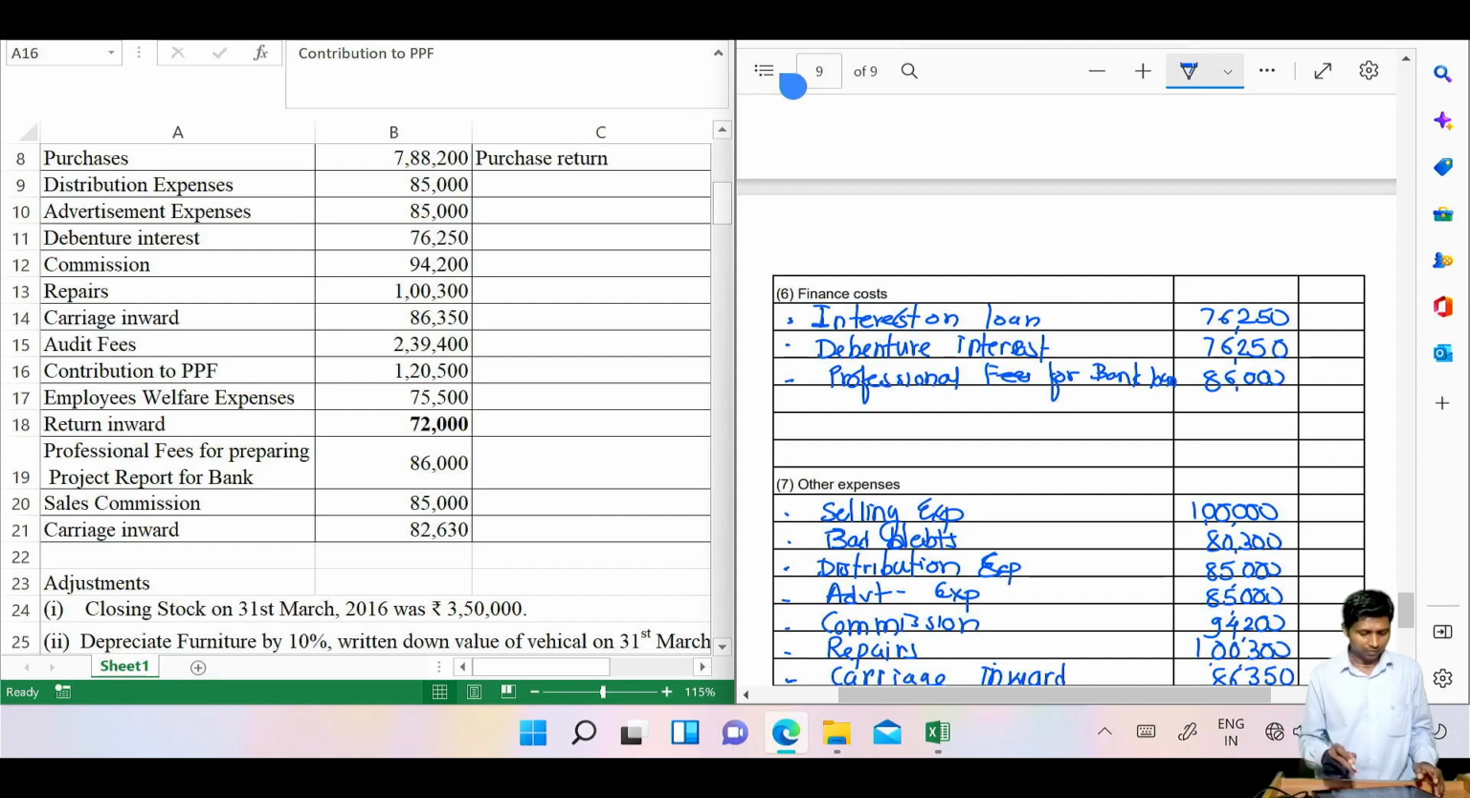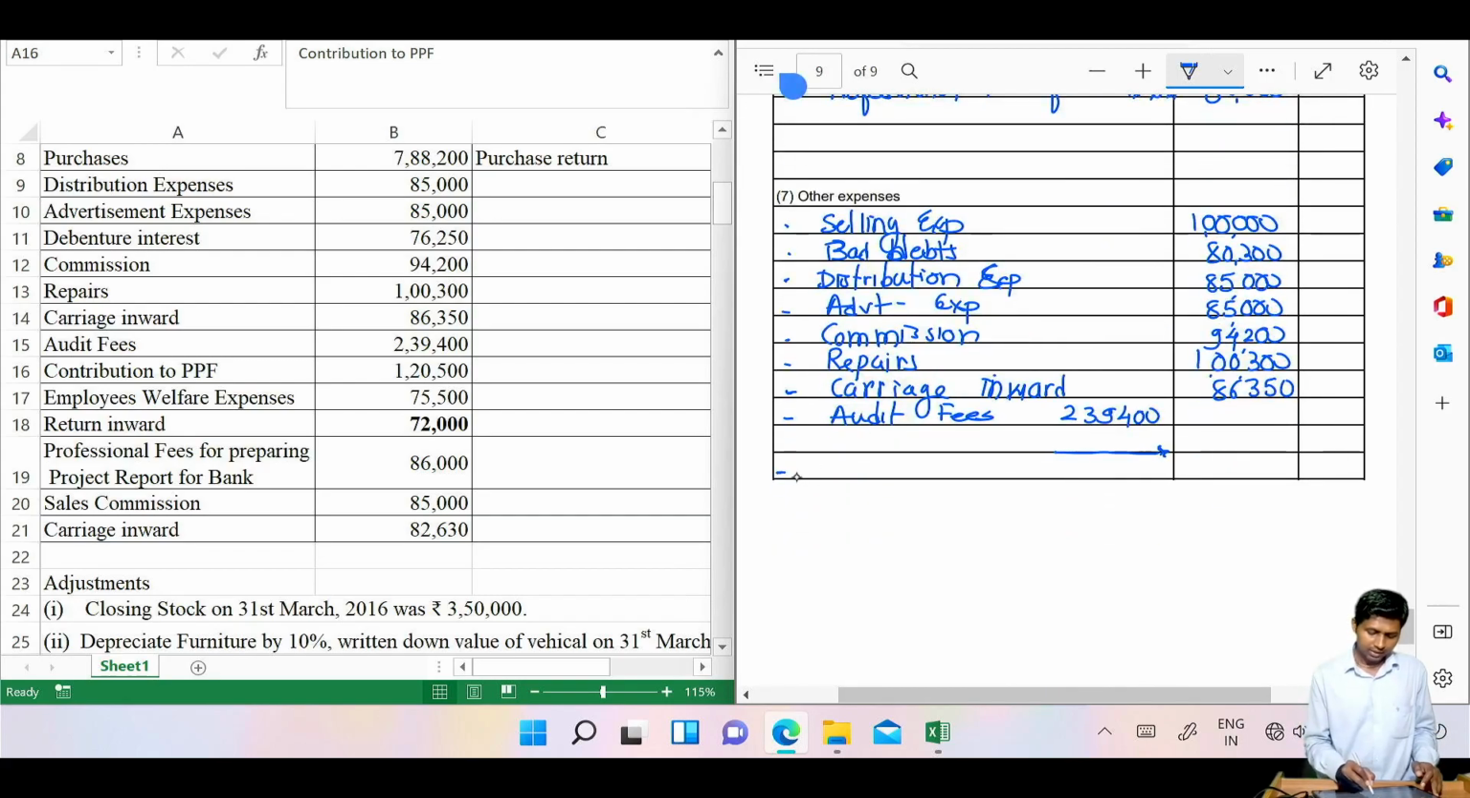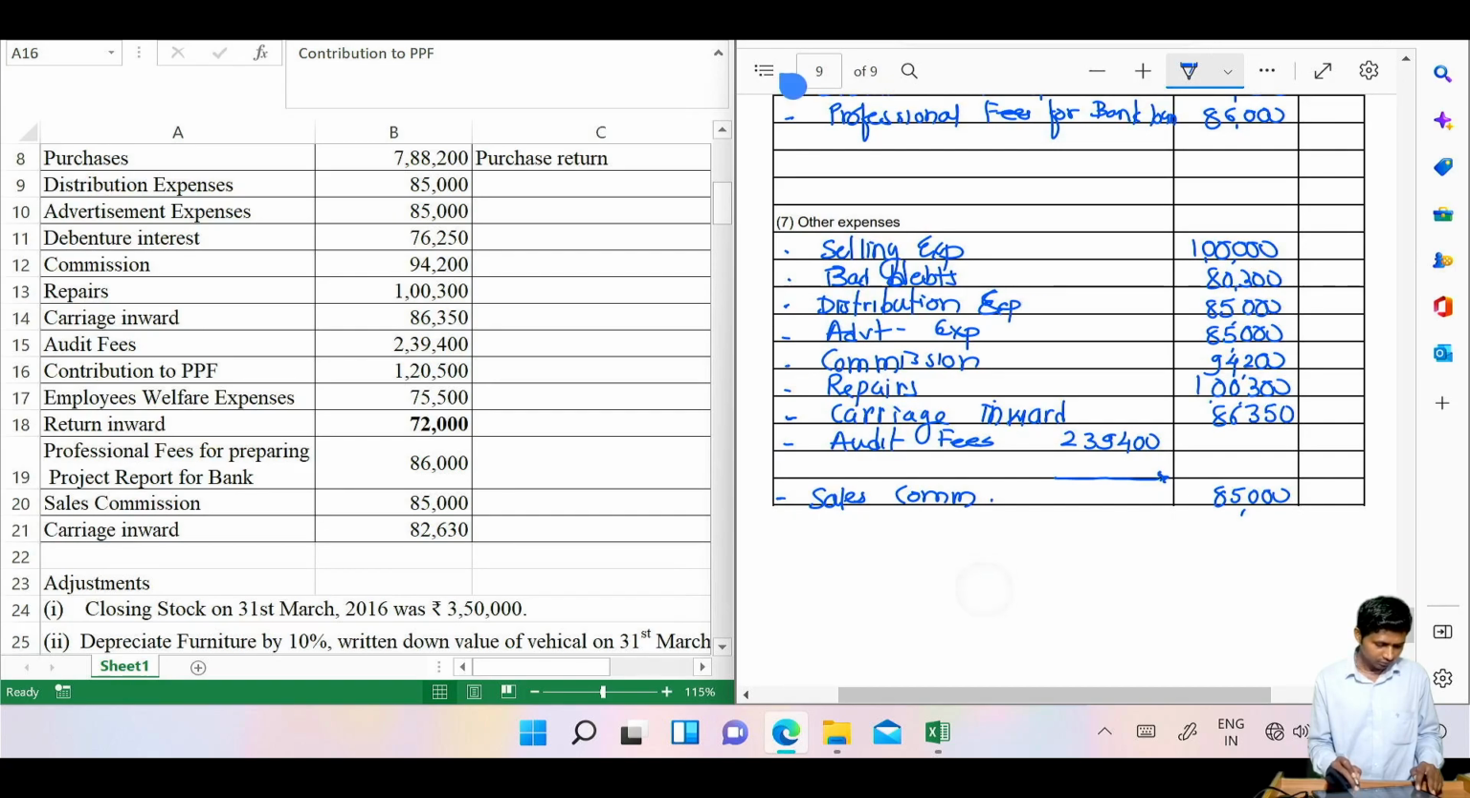Now sales commission. Where do we write sales commission? Sales commission 85,000. Commission is given here, and here sales commission. That is some different commission. I don't know what that is, but it is not related to employees. Therefore, we have written it in the other category. Right. Then carriage inward. Have you written carriage inward somewhere? Carriage inward. Let's keep this. I can cut it.